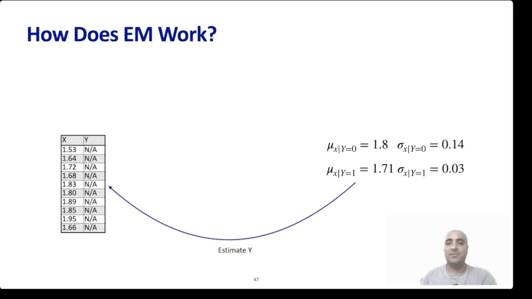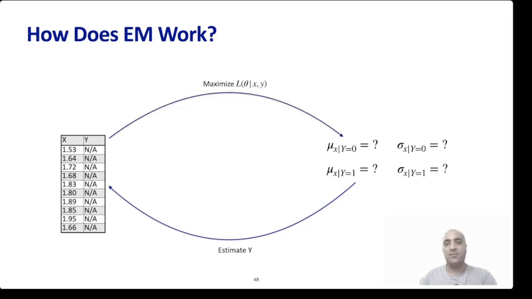We can do this iteratively. We fix the parameters, assume that they are the best or correct values of the parameters, and then we estimate the y value. Then we use the y value to maximize theta. We can iteratively go through this until the model converges.